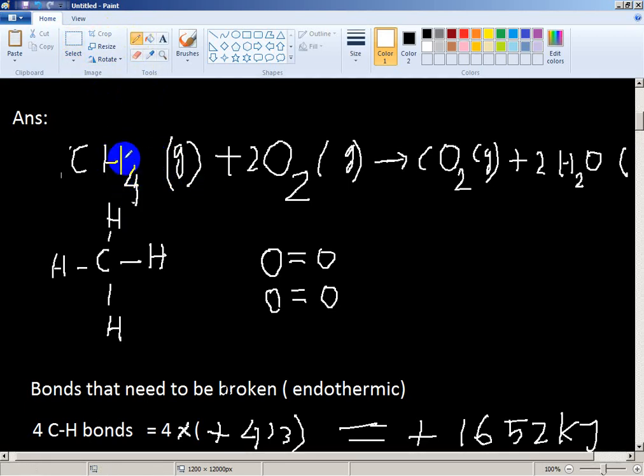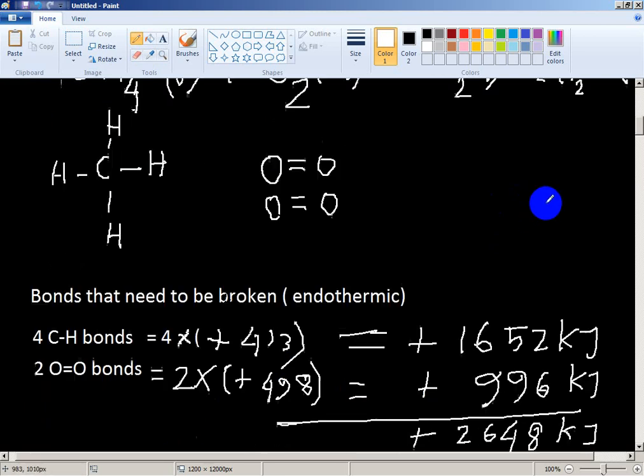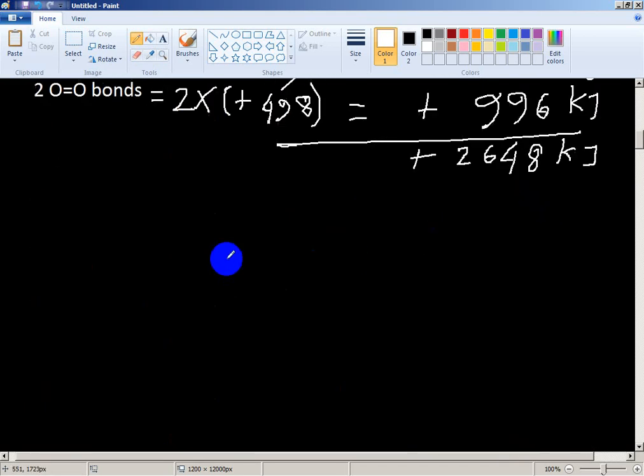Okay, this is done, methane, and this one, these two done. I erase again. Okay, now we will go to the products. In products, energy: bonds need to be broken or formed. Here formation occurs. Bond formation is exothermic, it releases energy. So here new bonds are made, exothermic.